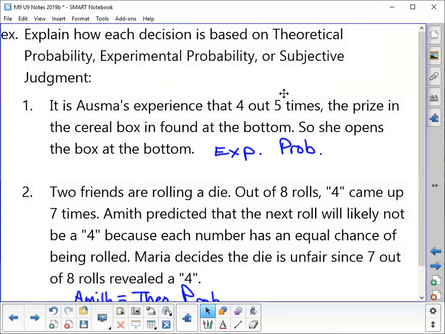So it is Ozma's experience that 4 to 5 times the prize in a cereal box is found at the bottom, although they don't have prizes in cereal boxes anymore. So I'm sorry, this is old.